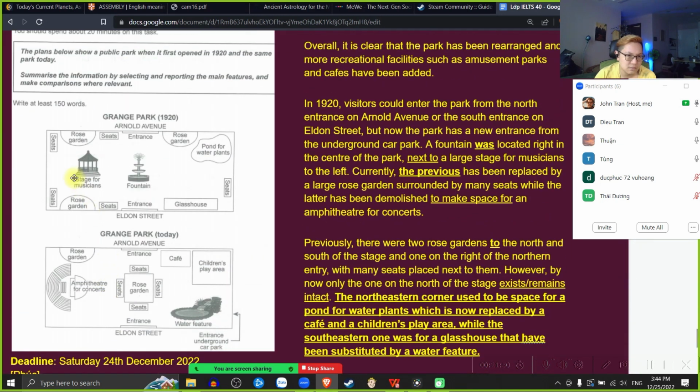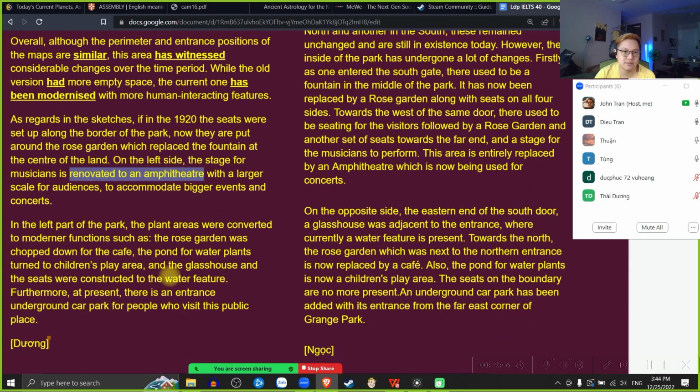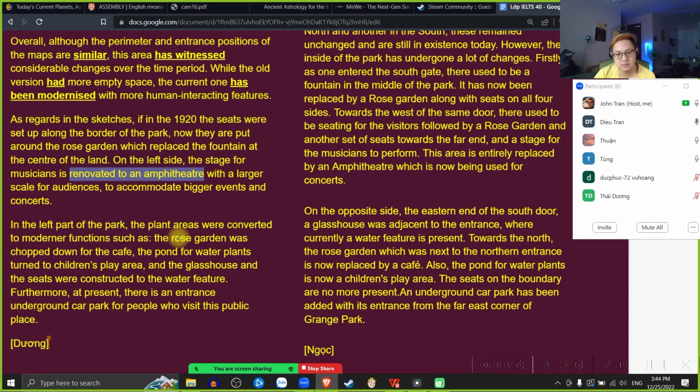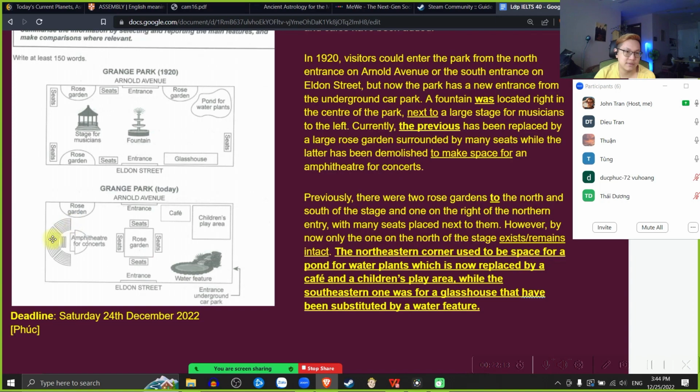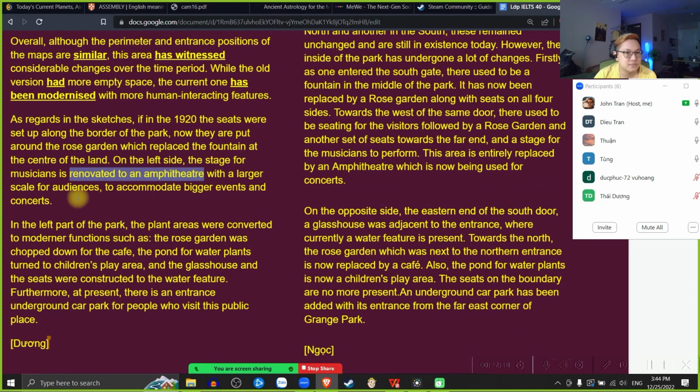You sure it's bigger? Okay. Let's assume it's bigger. Looking at it, it's actually bigger. Okay, I'll accept it. Yes, there are seats and everything, so it gets bigger. Okay, I understand now. With the largest scale of audiences to accommodate bigger events and concerts.